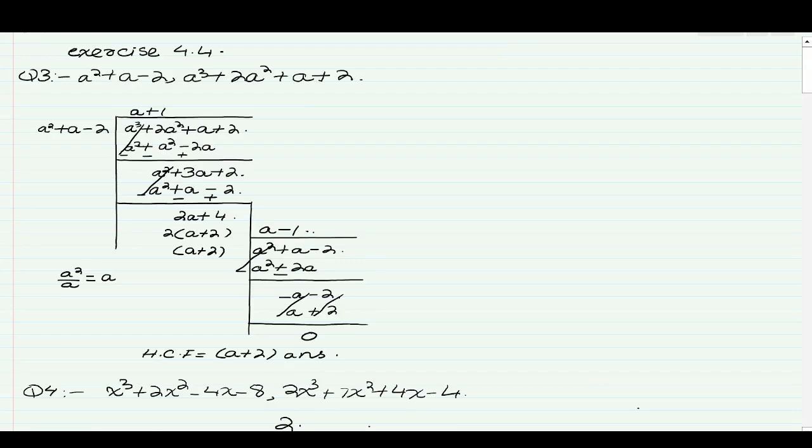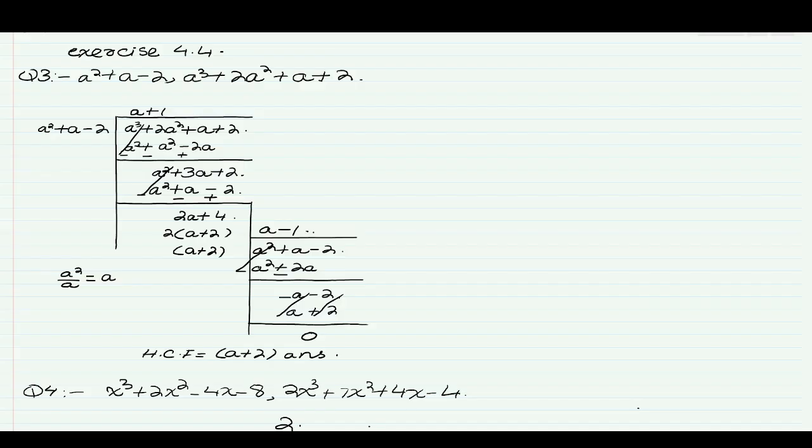Today we are going to solve exercise 4.4, question number 3 till question number 8, division method questions. So let's start with the first question. It's question number 3 and we have our first polynomial, which is a square plus a minus 2, and the second is a cube plus 2a square plus a plus 2.